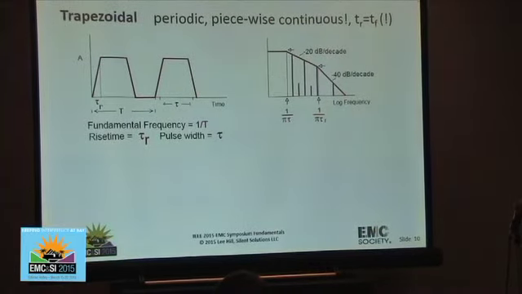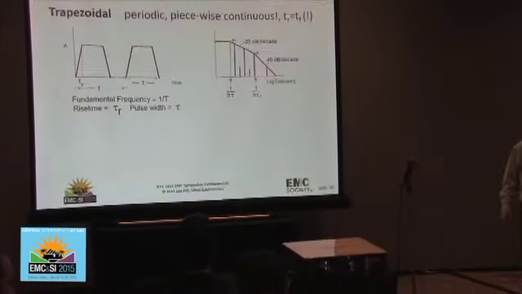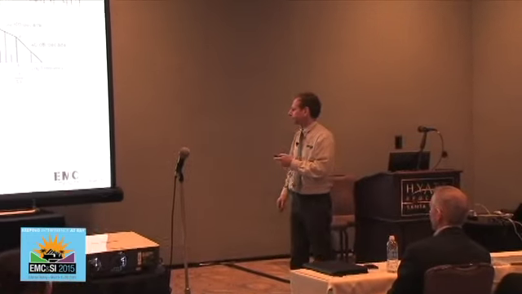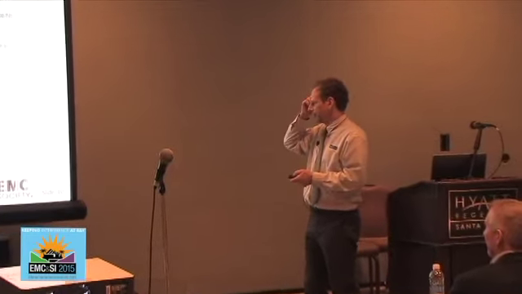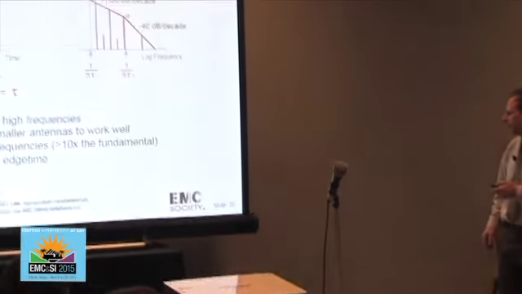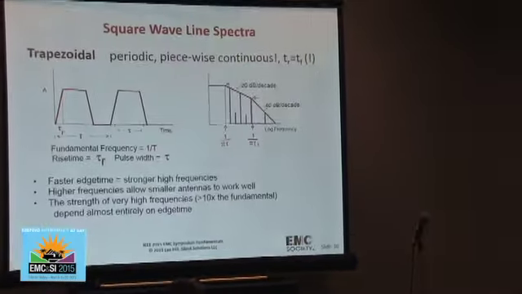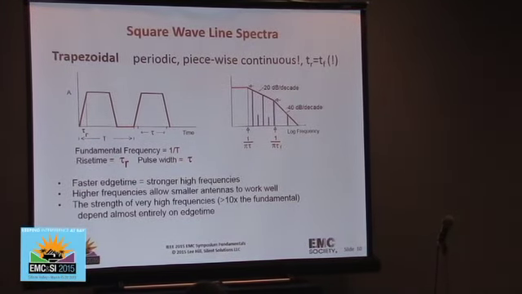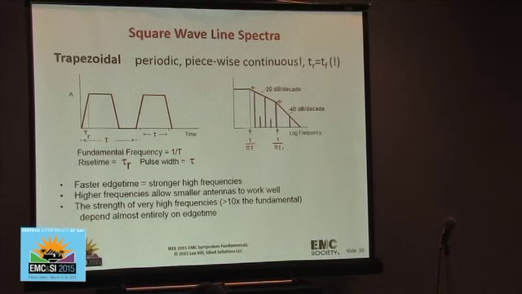I wasn't using a term involving edge time. I was only using a term that involved frequency, right? So we learned at birth that faster edge time causes stronger, higher frequencies. Higher frequencies allow smaller antennas to work well, and the strength of very high frequencies depends almost entirely on edge time. So we could spend a lot of time on this and flush these details out with a little math.